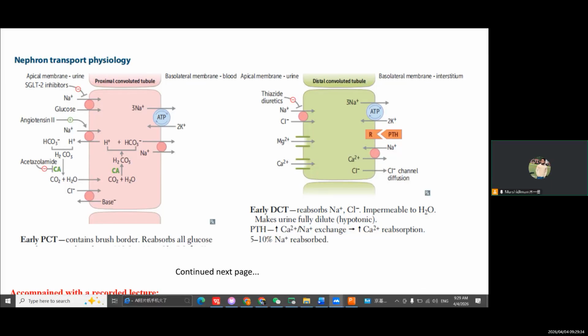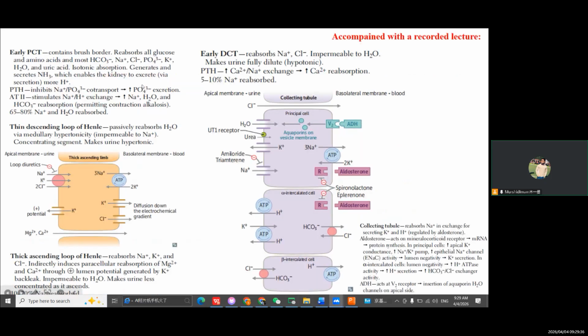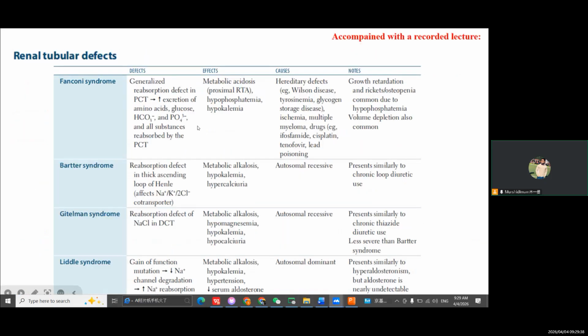As we have just learned the nephron transport physiology, now we will move on towards the renal tubular defects, which are consistent with the mastering concept of the nephron transport physiology.